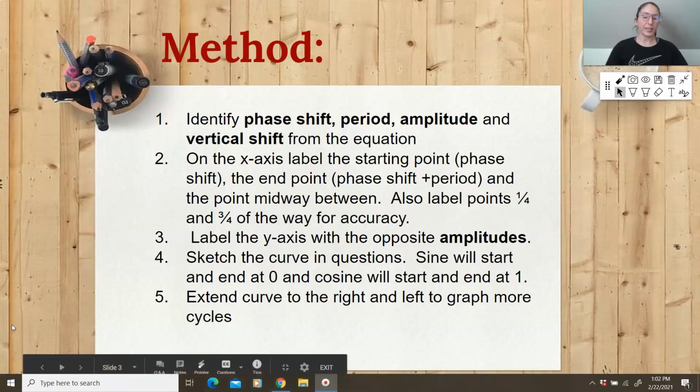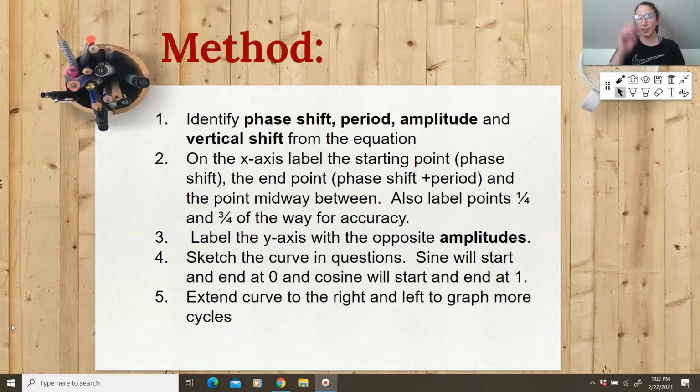To graph these things, we want to have some kind of method, recipe, or algorithm, because we don't want to always keep making tables and graphing the table of values, even though that works and will work every single time. If you like using that method, just keep doing it. But this will be a little bit faster, and we always want to do things quicker and more efficiently. So here is our method.